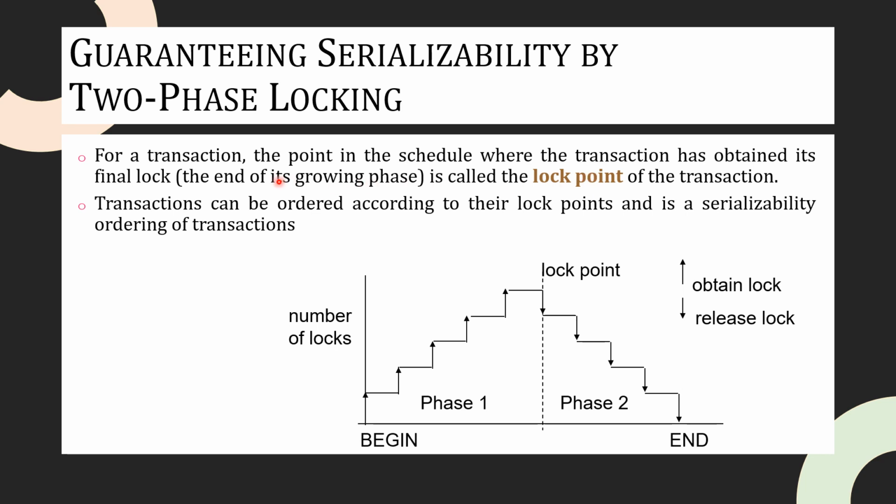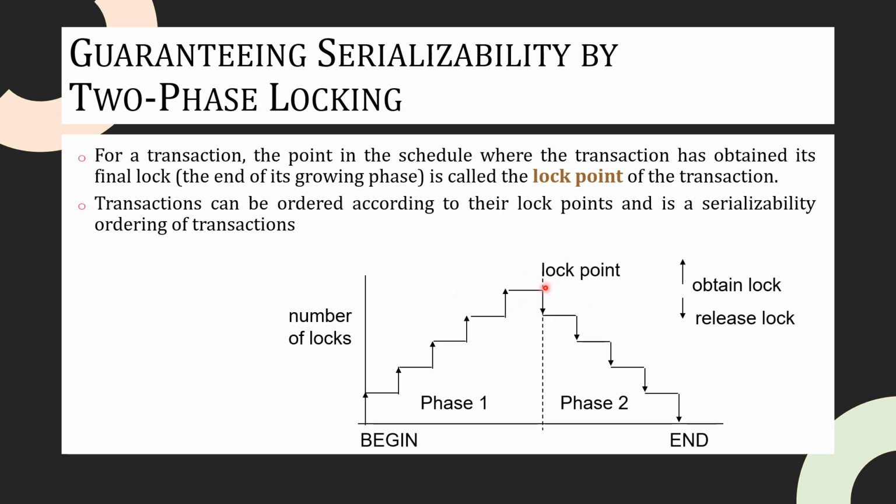For a transaction, the point in the schedule where the transaction has obtained its final lock is called the lock point of the transaction. So this lock point is the end of the growing phase. The two-phase locking protocol, or 2PL, consists of two phases, the growing phase as well as the shrinking phase. In the growing phase, the transaction acquires locks. The number of locks increases from 0 to the maximum, and the final lock is called the lock point. So this is the end of its growing phase.